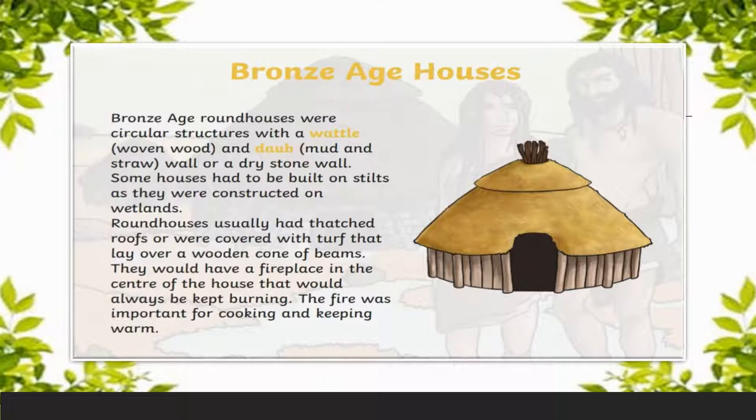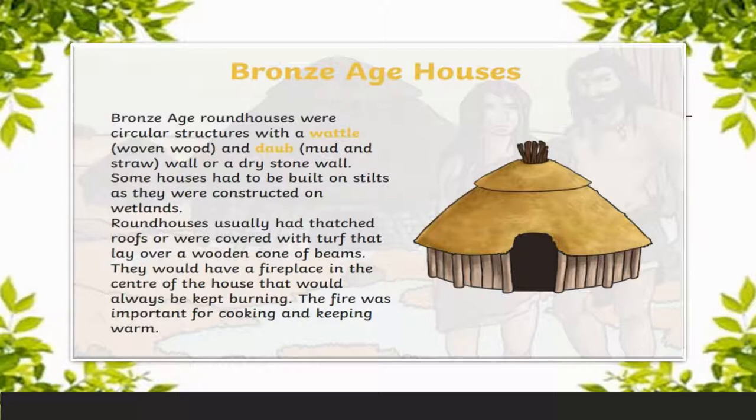Bronze Age houses. In this image, we will learn what material they were using for making their houses. So in the Bronze Age, houses were round circular structures with wattle, woven wood, and daub, mud and straw walls, or dry stone walls. Some houses had to be built on silt as they were constructed on wet lands.